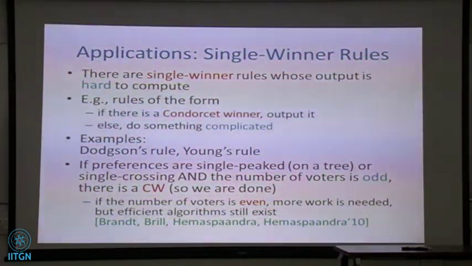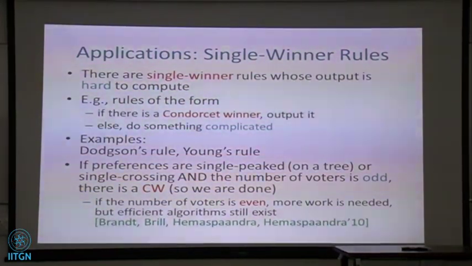Surprisingly, I'm not sure if it's known what happens if the number of voters is even and preferences are single crossing. I think Dominik and I had a chat about it, but I don't remember the answer. If it's known, it's very recent, in a paper by Dominik, but quite plausibly it's not known.